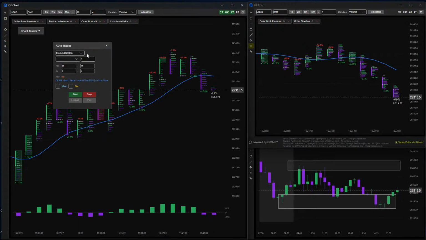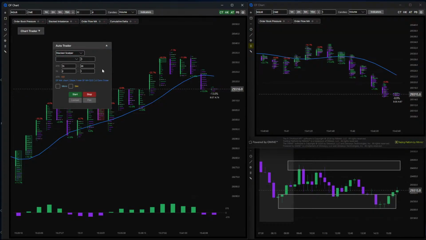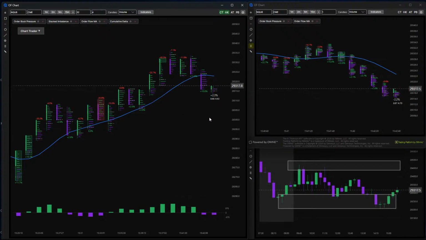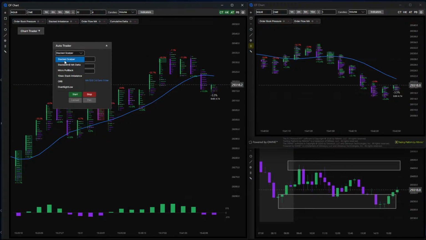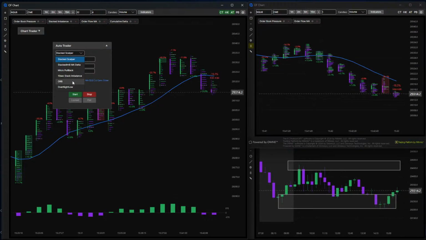Also, another thing is we got auto traders, so we got some strategies. I got strategies that I'm working on. Some of them are good, some of them suck. It's just the way it is. Now, the stacked and balanced one is actually pretty good. Stacked scalper, I need to delete that because I'm using stacked and balanced moving average delta. The micro pullback, kind of like the 10-second stacked scalper, and the ORB strategy, I don't like that. Overnight high and low is actually halfway decent.